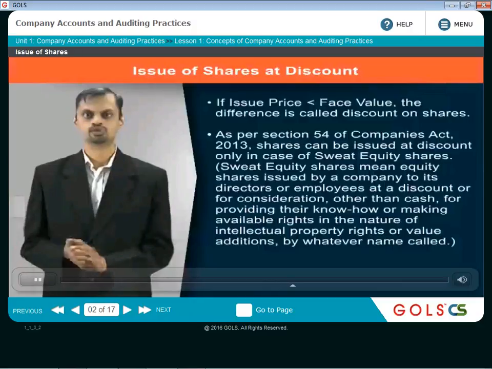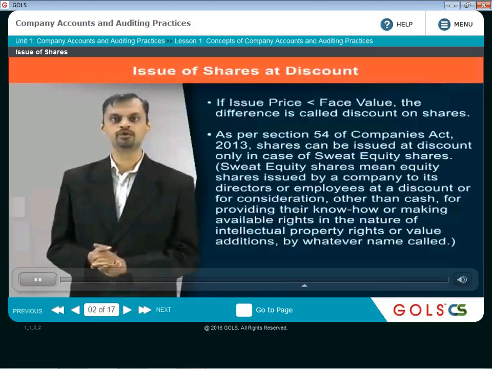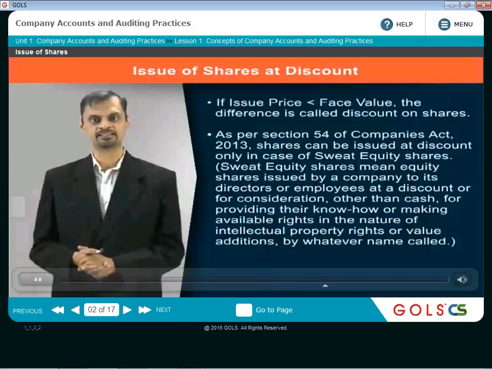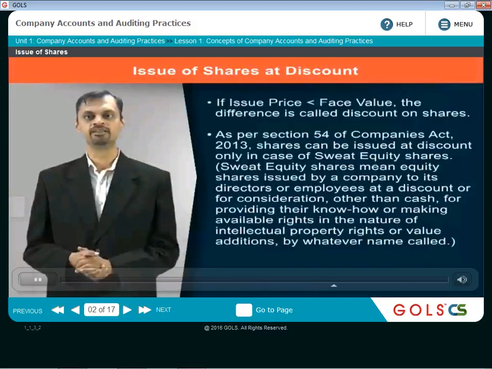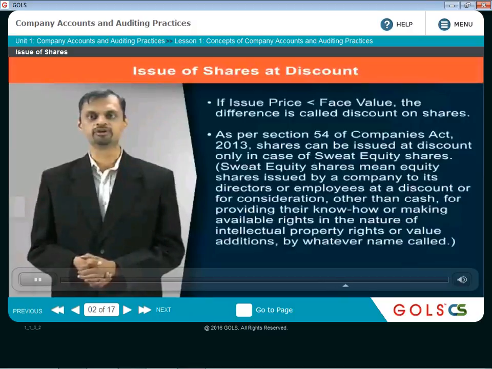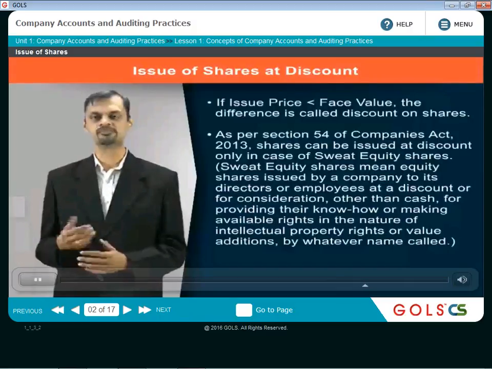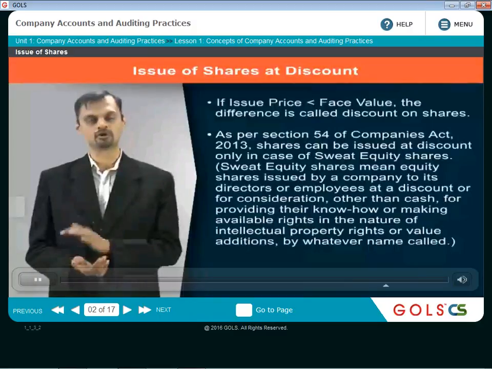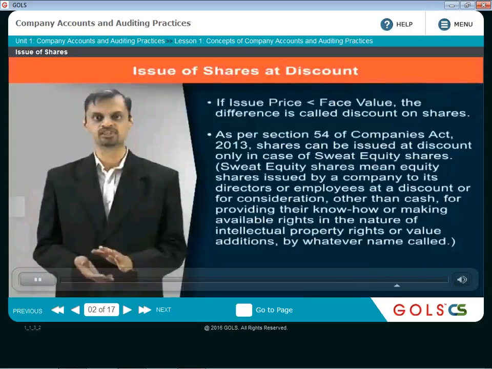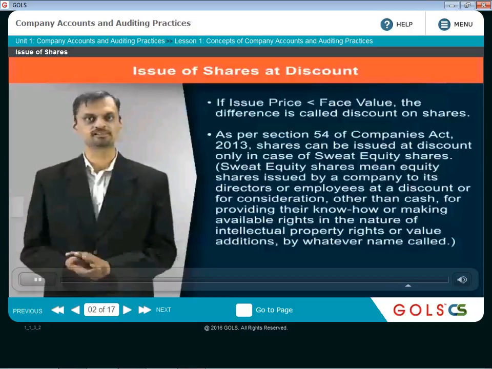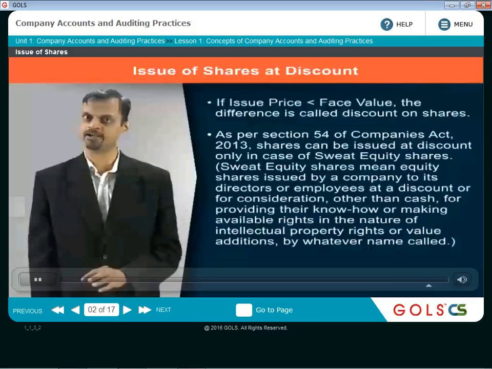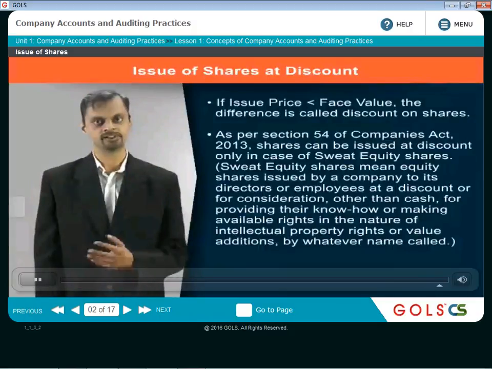So sweat equity shares mean equity shares issued by a company to its directors or employees at a discount or for consideration other than cash, for providing their know-how or making available rights in the nature of intellectual property rights or value additions by whatever name called. So for the services rendered by the directors or the employees, the shares which are issued to them are called sweat equity shares, and only in such cases the shares can be issued at discount. In no other case now the issue can happen at discount. If at all the company does that, it is punishable as per the Companies Act.